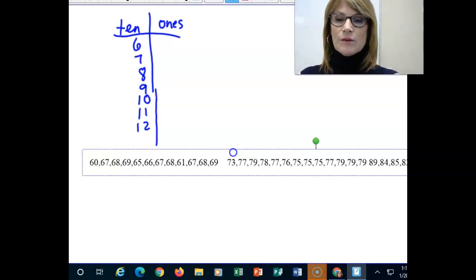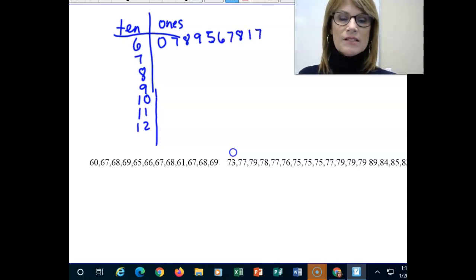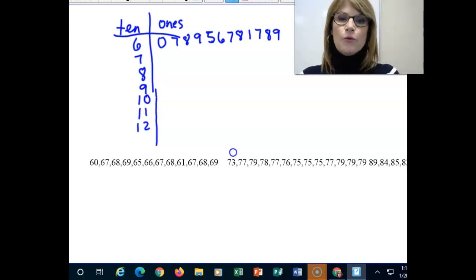So 60, we'll just put here, 60. 67, we already have the 6, so you only have to put the 7. 68, we've got the 6, put the 8. 68, 69, 65, 66, 67, 68, 61, 67, 68, 69. And you'll notice I don't have to put those in order. Left brain folks in the room, you will probably put 0, 1, 5, 6, 7, 7, 8, 8, 8, 9, 9. And that's fine. It all works.